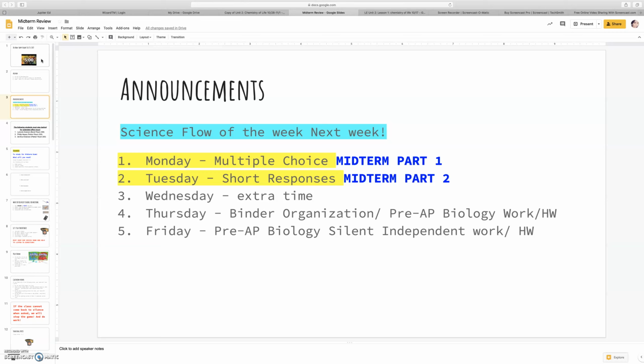Just a reminder, when you come in on Monday, you will have the multiple choice only section, which I think you'll do fantastic. On Tuesday, you're going to have the short responses, and for the rest of the week, you are going to be responsible for completing independent work. And then when we come back after midterms, we're going to go back into our wonderful science lessons with labs, of course.